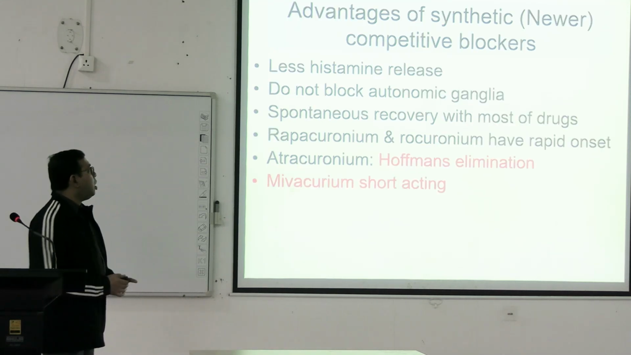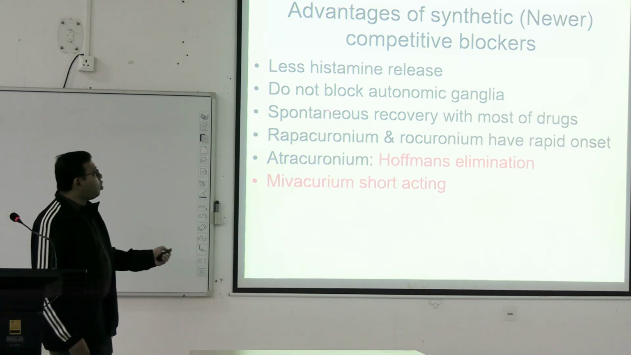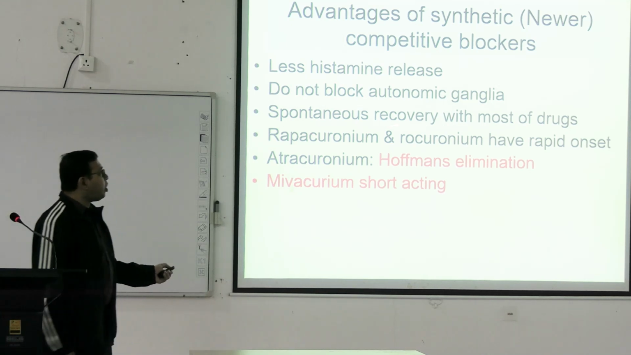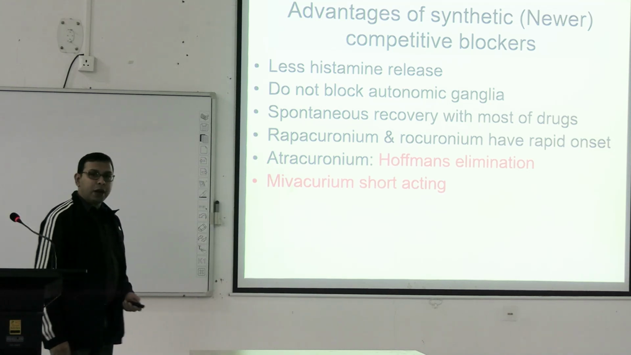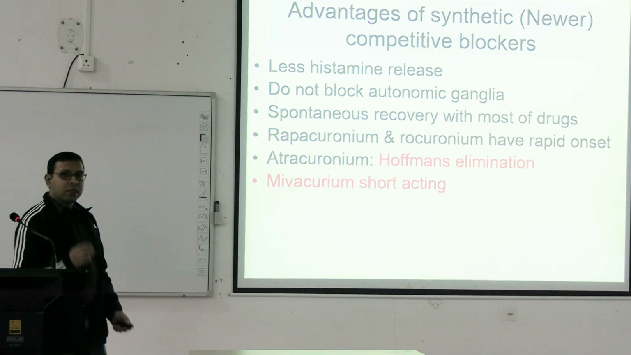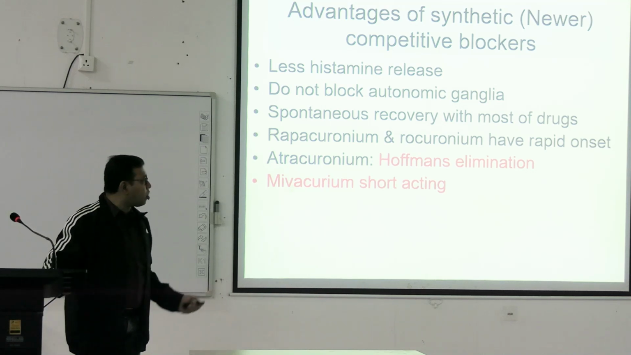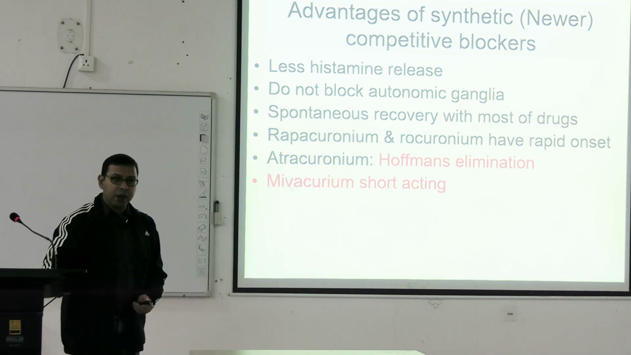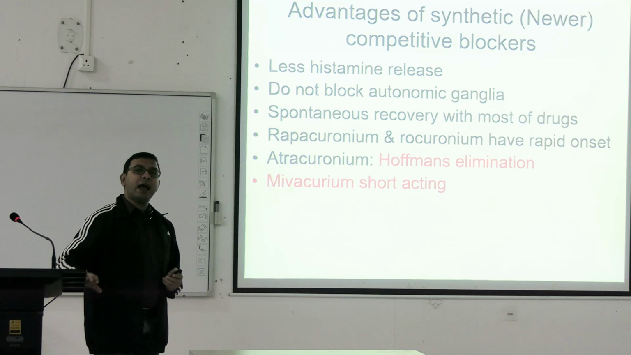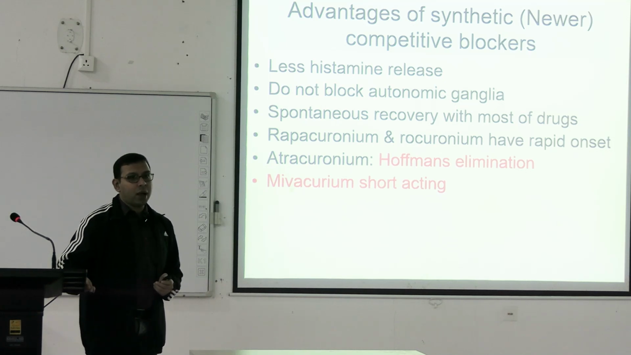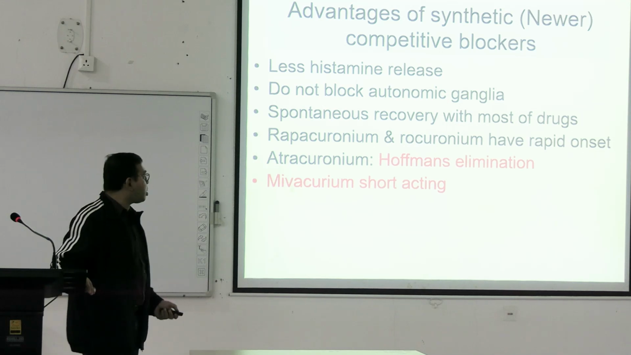Okay. So the newer agents cause less histamine release, do not block the autonomic ganglia, and show spontaneous recovery with most of the drugs. Rapacuronium and rocuronium have rapid onset of action. Atracurium is an agent that has a different type of elimination. This is known as the Hofmann degradation or Hofmann elimination. So the molecules rearrange so that inactive molecules are generated from the atracurium after its action is gone. So this is known as Hofmann degradation and Hofmann elimination.